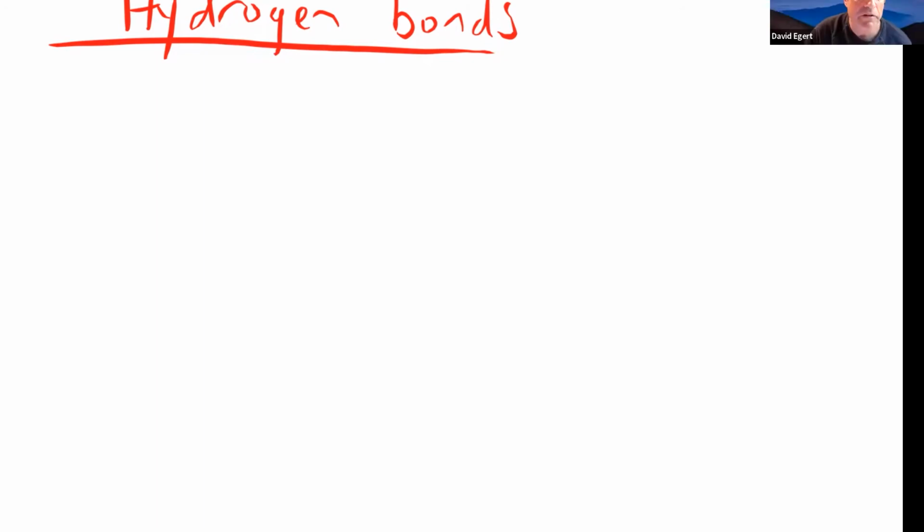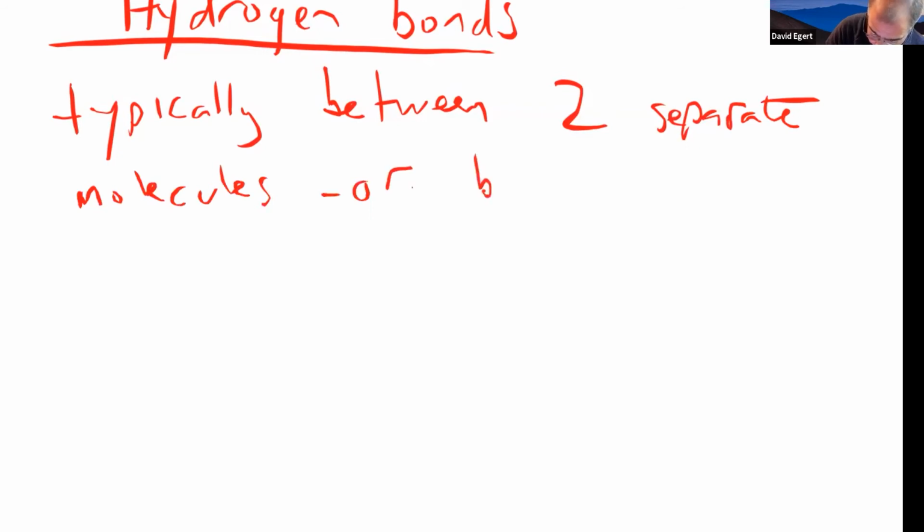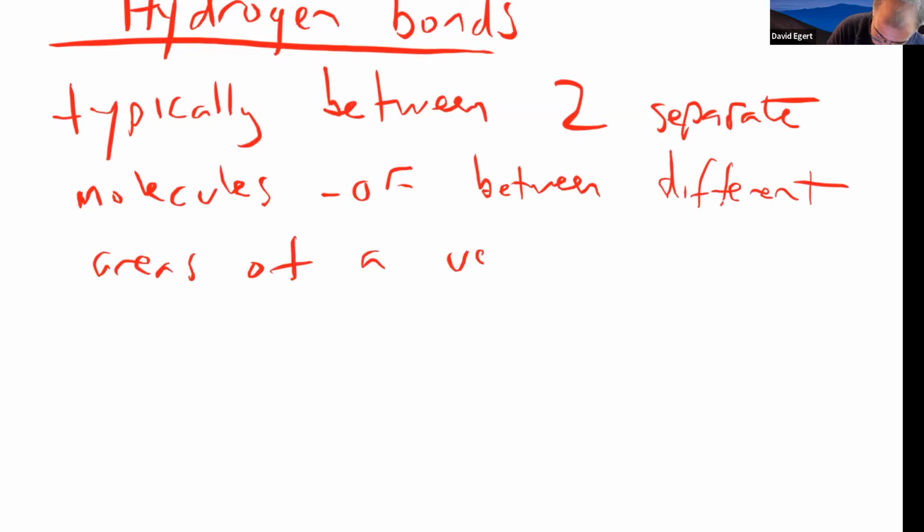All right, so hydrogen bonds. Hydrogen bonds are a little different from this bond we were just talking about, because this is typically between two separate molecules. Or it can be between different areas of a very large molecule.